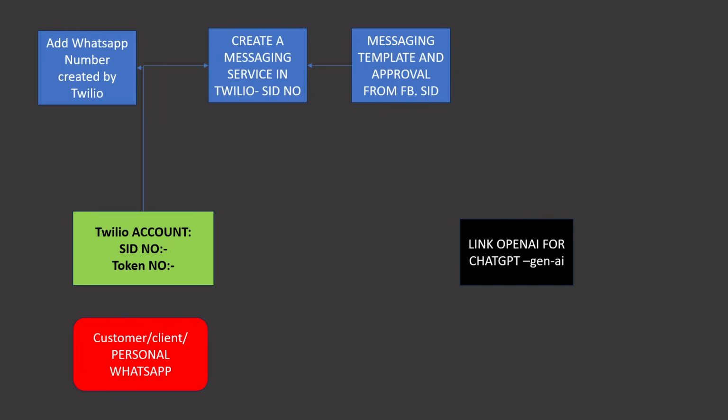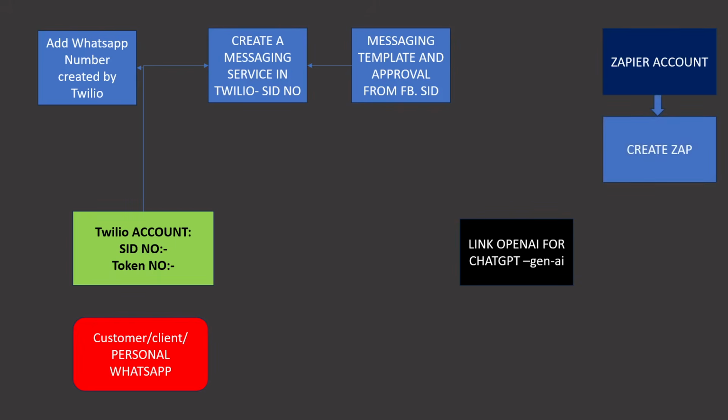Once we get the approval within 5 minutes, we have to create another AI tool account, which is a Zapier account. In Zapier, we have to create Zaps. Zaps means we give the instruction for what needs to be done. Here we are giving the instruction to use my WhatsApp number, which is already created in Twilio, and the messaging service is also created, and it is linked to OpenAI.